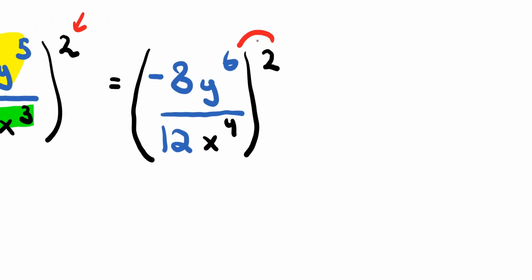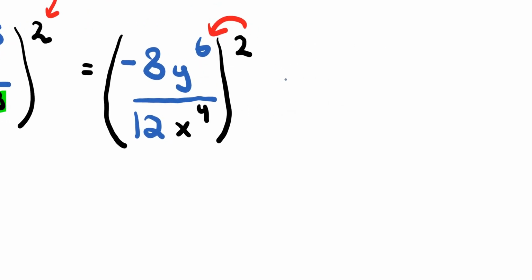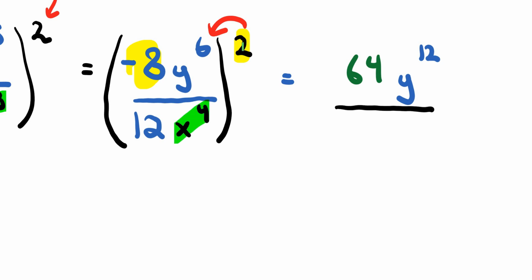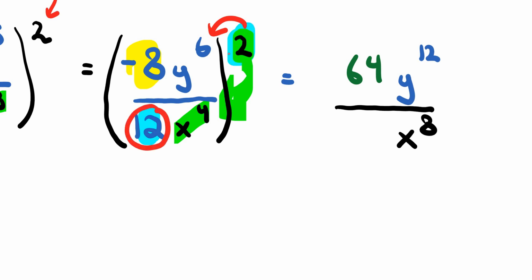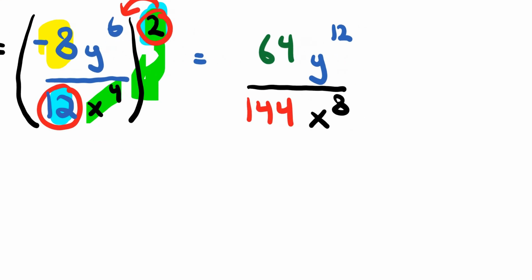Okay, let's go ahead and now distribute the power there. So this is going to be y to the power of 12. And then I have negative 8 to the power of 2, which is negative 8 times negative 8, which is 64. All divided by, okay, now I have x to the 4 and the 2, so that distributes there. So 4 times 2 is 8, which is x to the 8. And now I also have a 12 and a 2, right? So 12 to the power of 2 is 144. Okay, so there we go.